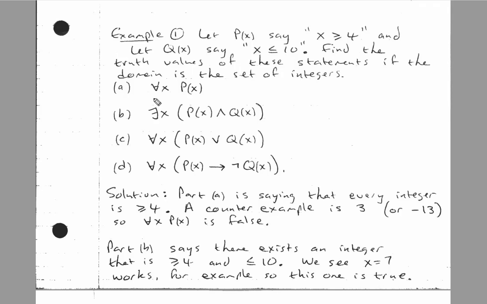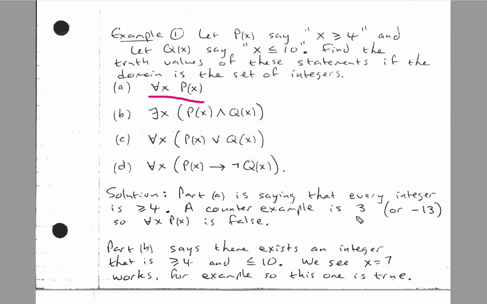Okay, so part A, it's a simple one. For all x, p of x. So this is saying that every integer is greater than or equal to 4. It's saying every integer x has this property. Well, is that true? Can you think of a number that's not greater than or equal to 4?